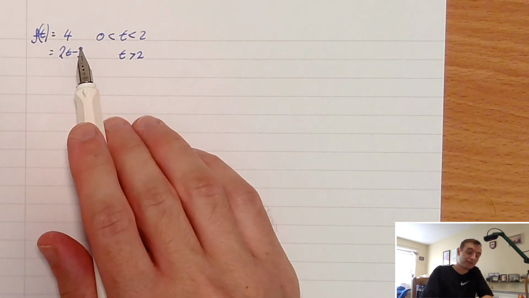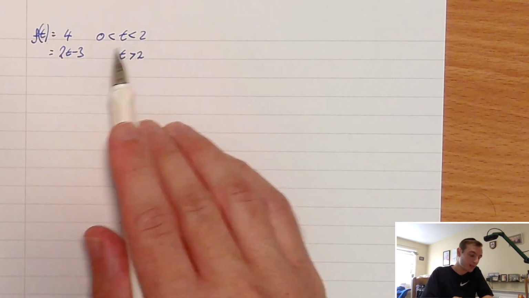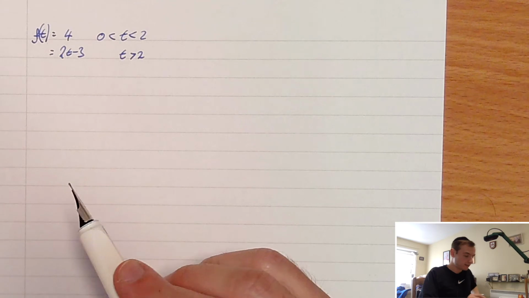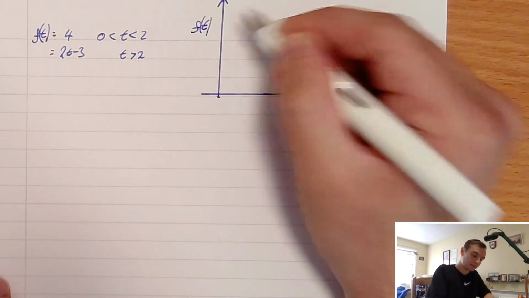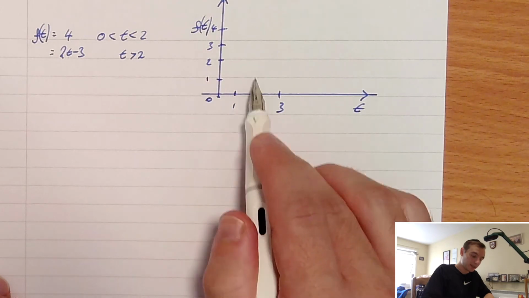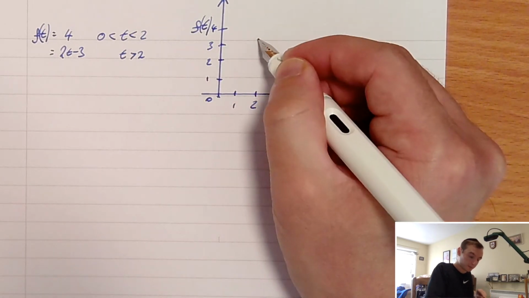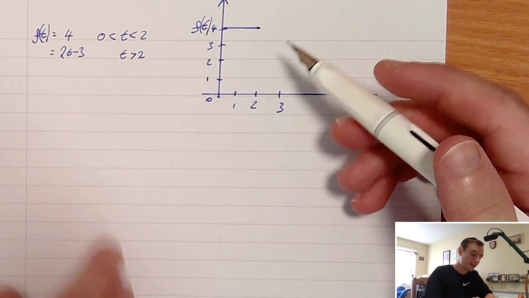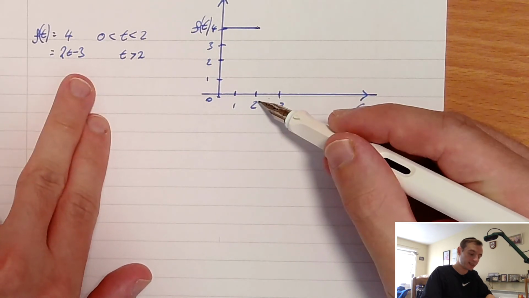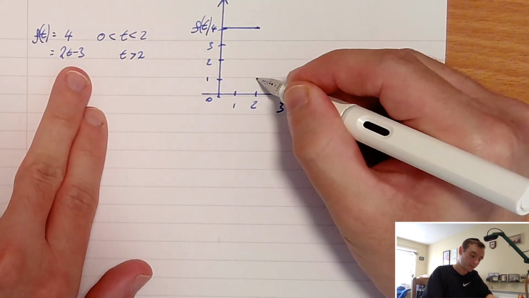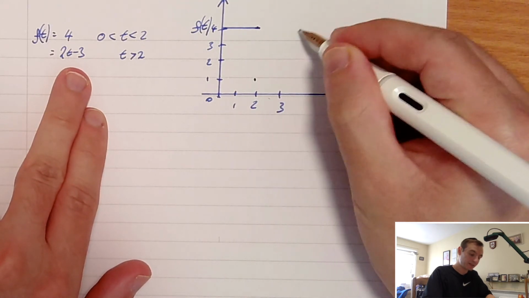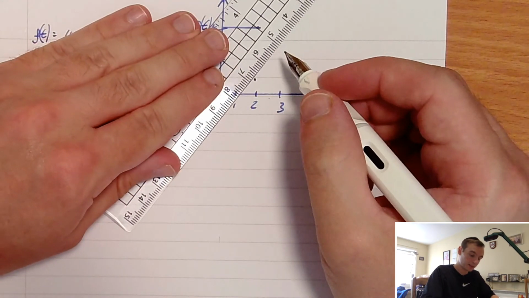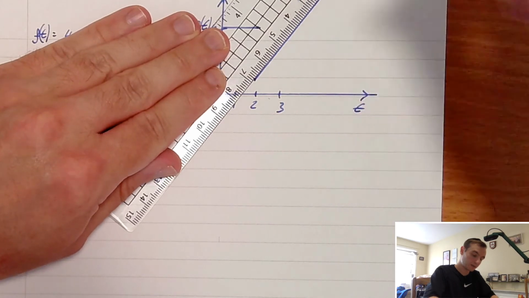So we've got a function f of t equals 4 between 0 and 2, and then 2t minus 3 for t greater than 2. So let's just see roughly what that looks like. Between 0 and 2, the function is going to be 4. It looks something like that. And then for t greater than 2, it's going to be 2t minus 3. So when t equals 2, 4 minus 3 is 1. So it's going to start at 1, and then it's going to have a gradient of 2. So it's going to go something like that.